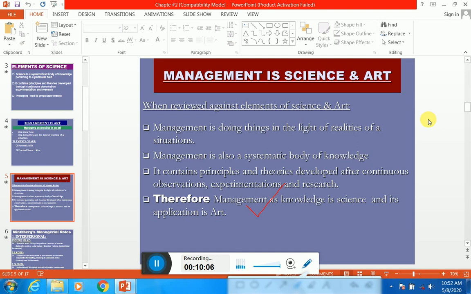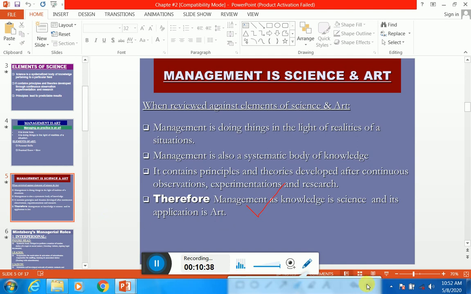Knowledge that you study, for example, regarding management, is called a science. In the future, inshallah, this knowledge you have to apply practically in organizations, and it becomes your art. So management as a knowledge is science, and its application is an art. Hope inshallah a bit of an idea will be clear.